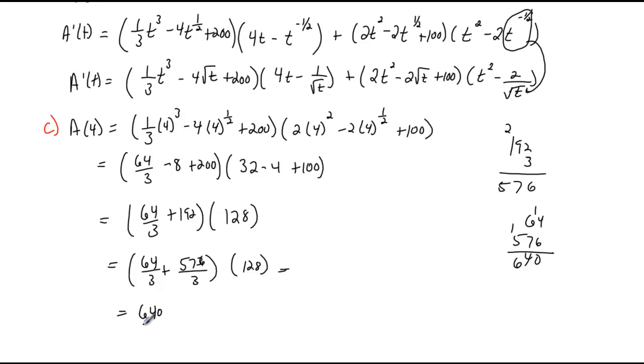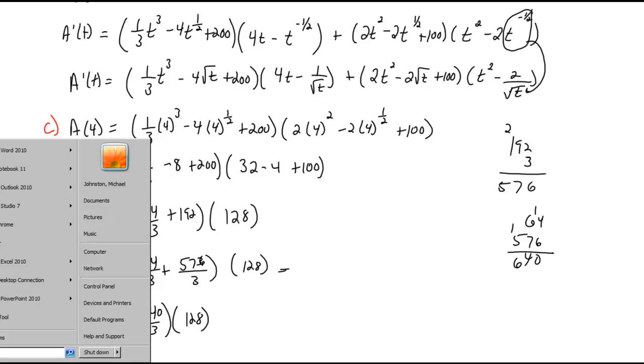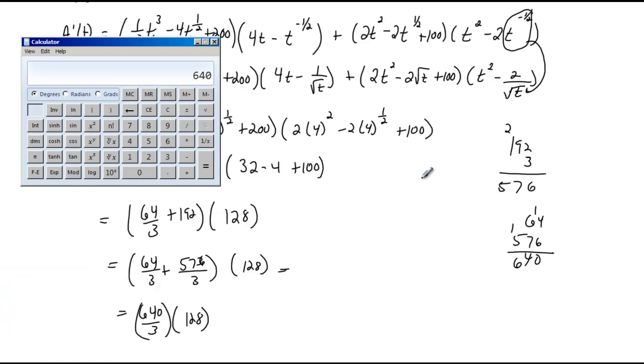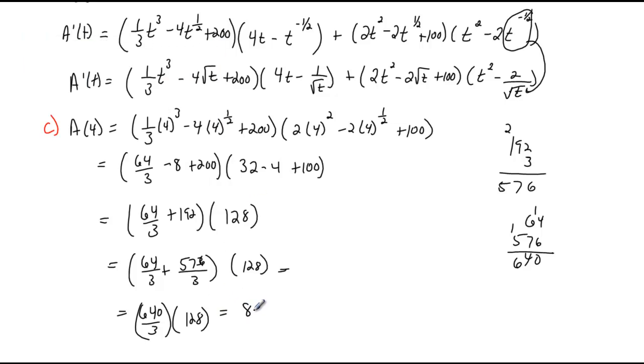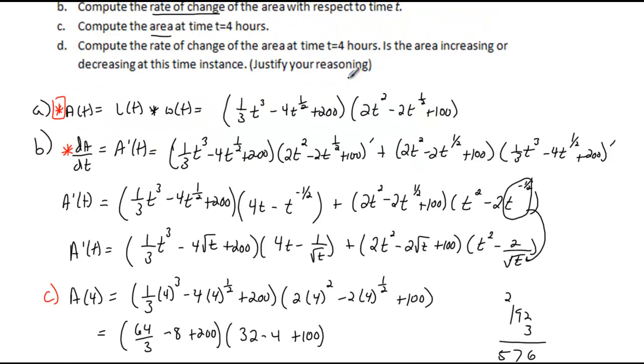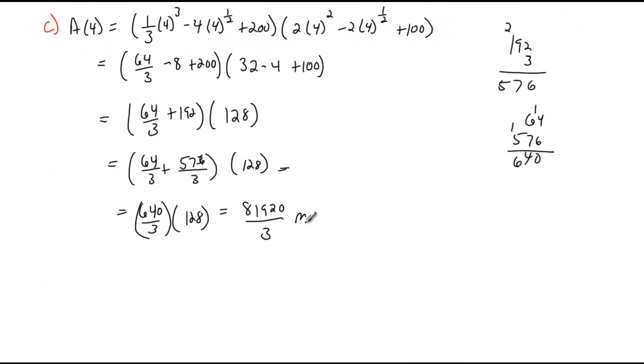This gives us 640 thirds times 128. I'm going to take out my calculator to multiply these fractions. So I will have 640 times 128, and that gives me a value of 81,920 all over 3, and I believe that was meters squared. So this will be meters squared. We always have to have units with this. So my area at time 4 of that algae growth will be 81,920 thirds meters squared. So that's what we're going to see.